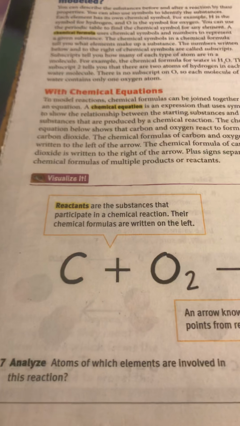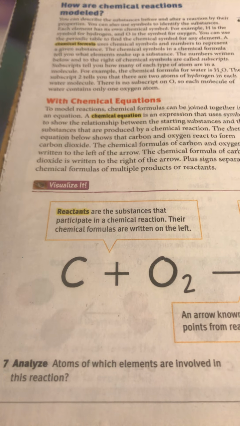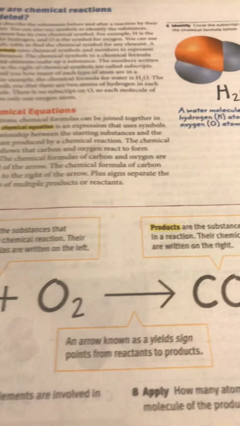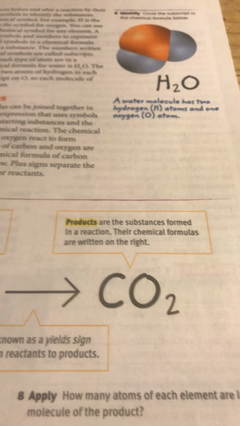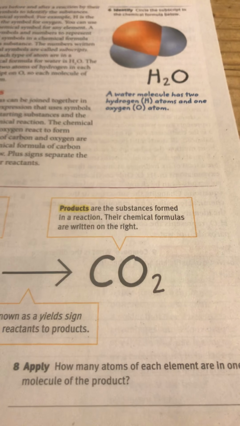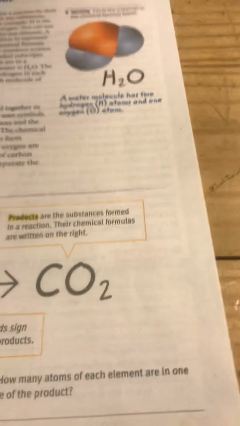And then here, the reactants: the substance is carbon, which is C, and O2 is oxygen. If we burn something, the product is carbon dioxide. Products are the substances formed in a reaction. Their chemical formulas are written to the right. Okay?